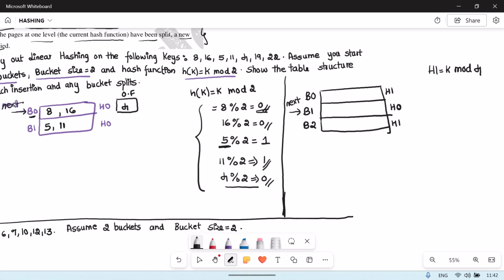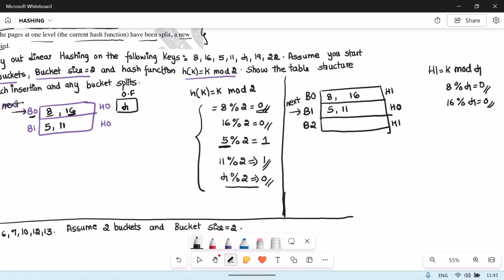In bucket 0, there were 8 and 16 initially. On those only you will have to apply mod 4, whereas B1 is untouched, so I'll keep it as it is. But the other one you will have to change. So 8 mod 4 is 0, so I can directly place it over here. Then the other value is 16. 16 mod 4 is 0, so again 16 will come here.